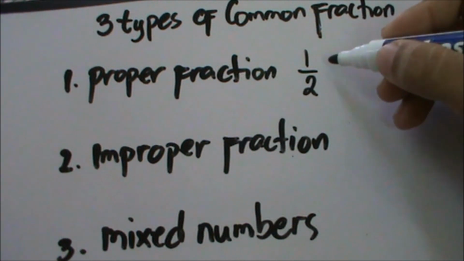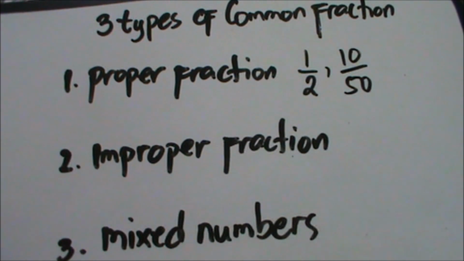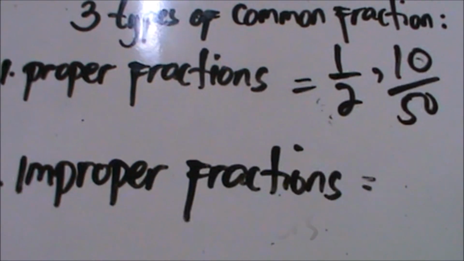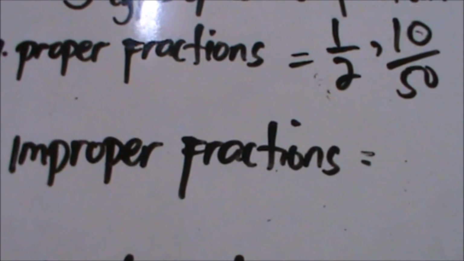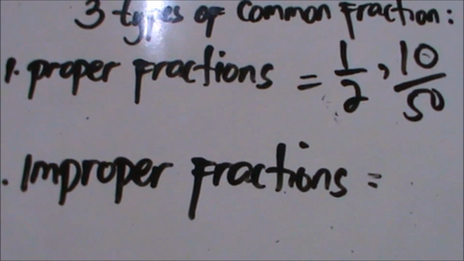Another example is 10/50. Always remember, in proper fractions, the numerator is less than the denominator. Now we go to improper fractions. So what are improper fractions?